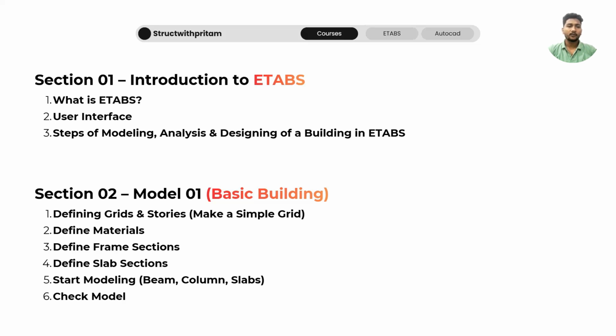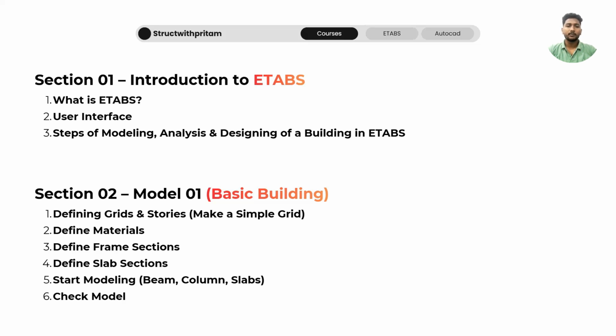Then the second step is to define the materials. There are different materials, that is steel, concrete and all these things we will be discussing. Then define the frame section. In the frame section come all the beams and the columns. The fourth is to define the slab section. Fifth is to start modeling. We will model our whole basic building, that is model 1.